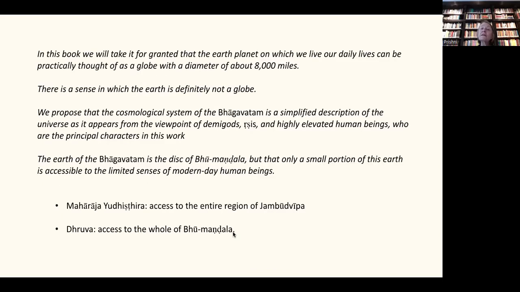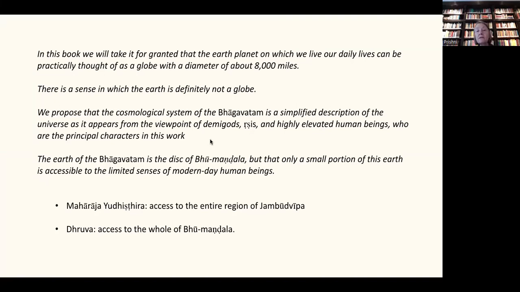So he basically mentions in this book that he's going to take it for granted that the planet on which we live our daily lives can be thought of as a globe of 8,000 miles in diameter. Okay. But there's definitely a sense, when you read this Puranic material, that the Earth is not a globe. Okay. So he makes this very interesting, and this is a nice way to look at it.